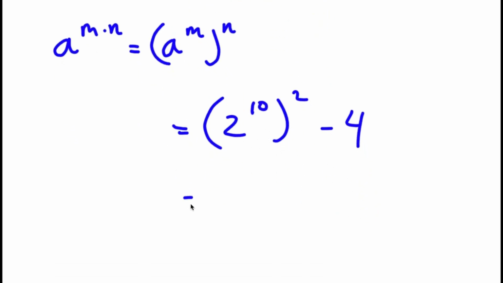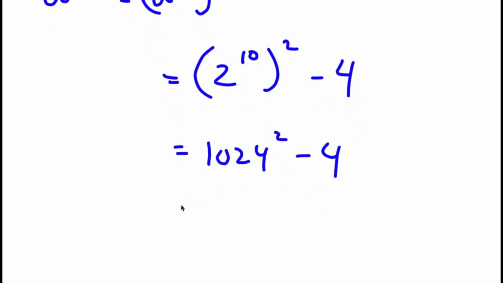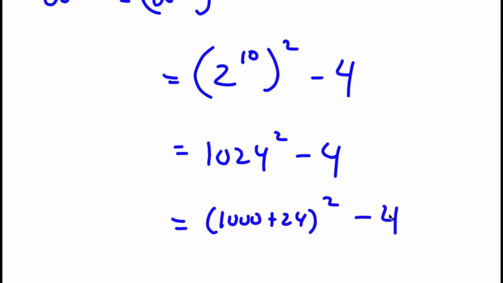2 to the power of 10 is equal to 1024. So now I have 1024 to the power of 2 minus 4. And 1024 I can rewrite as 1000 plus 24. So now I have (1000 plus 24) to the power of 2 minus 4.